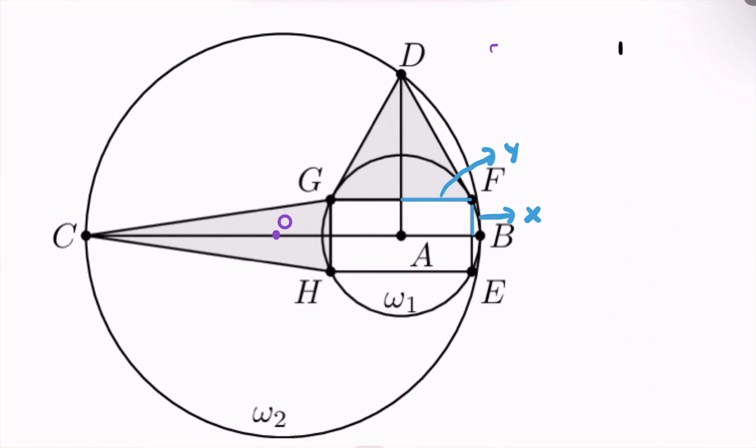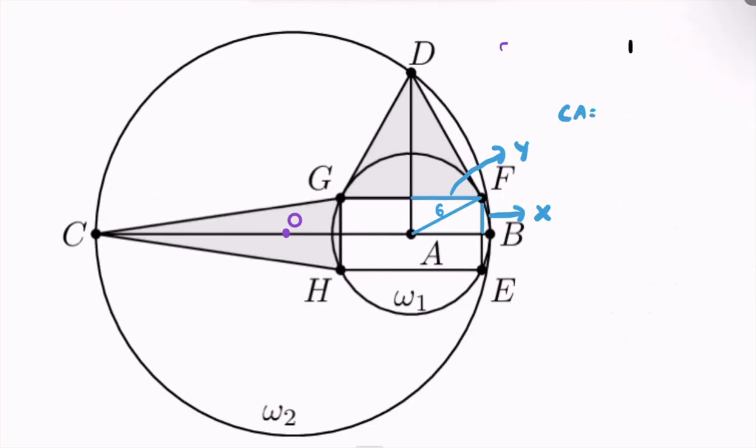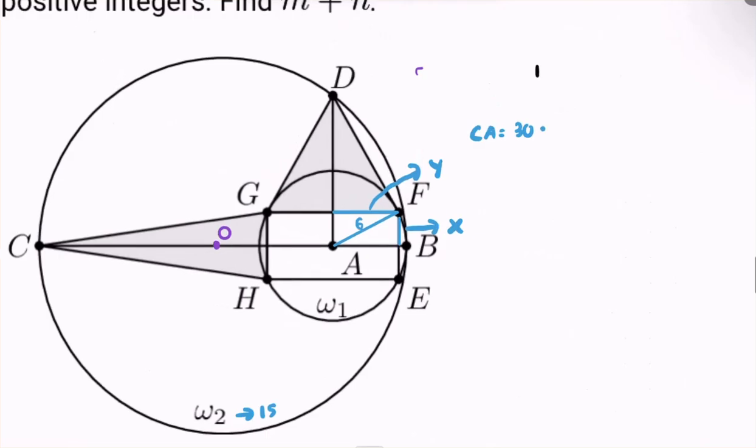We know that the radius of this circle will be 6. And so that means that we can find the length CA. CB is the diameter, so that's 30, and 30 minus 6 equals 24. So we know CA is going to be 24. Now we can find OA. OA will be equal to CA minus 15, which is 9. So OA will be equal to 9. Let's draw that in red.